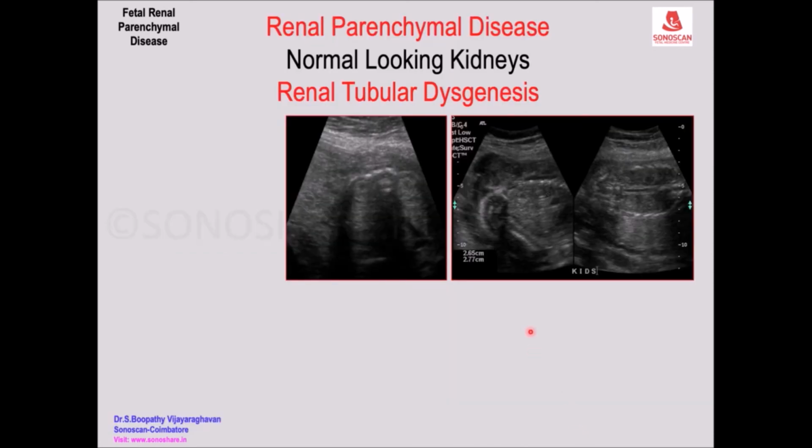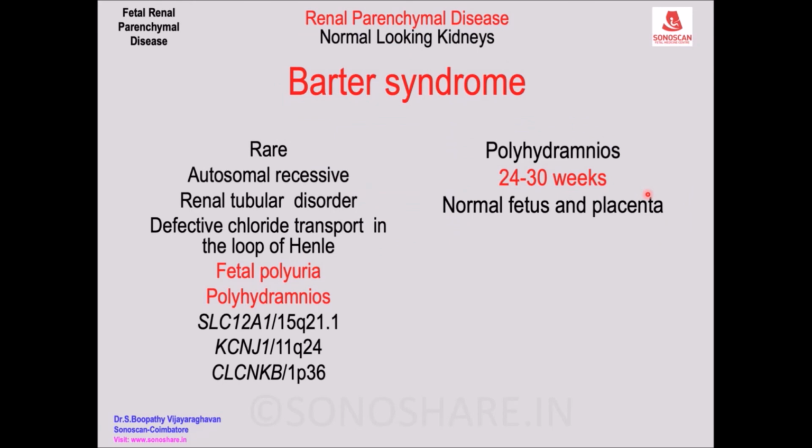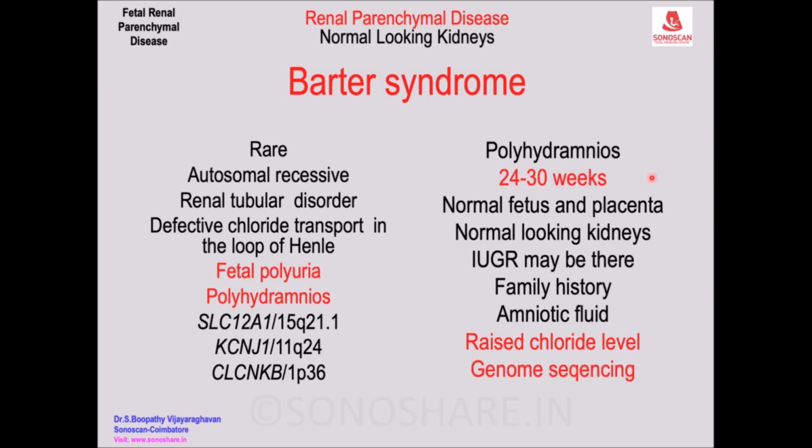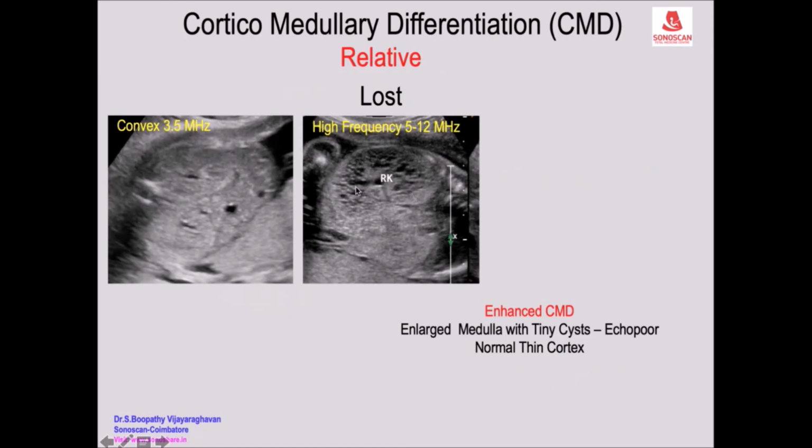Normal outcome is possible with echogenic kidneys. Here there is a rare condition, renal tubular dysgenesis, where there is anhydramnios. So when there is anhydramnios, with a normal fetus, normal placenta, normal kidneys and normal urinary bladder, there may be growth restriction. Of course, there will be a definite family history. That will be the clue. Amniocentesis can be done, and it will show a raised chloride level, which is diagnostic, and genetic diagnosis also can be done.